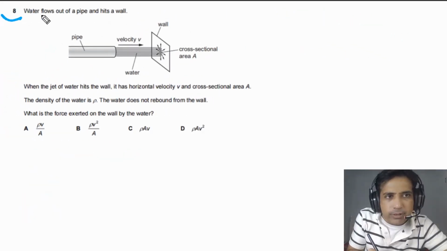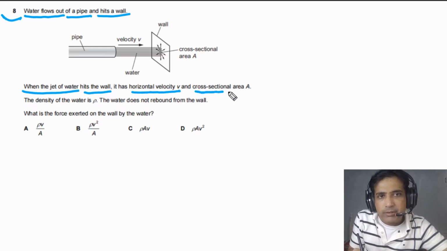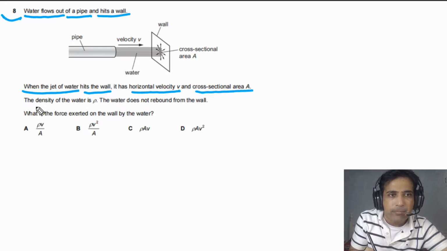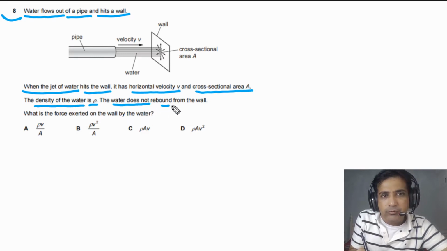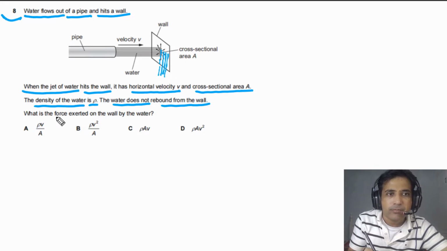For question number 8, it is given to us water flows out of a pipe and hits a wall. When the jet of water hits the wall, it has horizontal velocity v and cross-sectional area capital A. The density of water is rho. The water does not rebound from the wall. It simply means that water just falls down vertically downwards like this. So this is how water will fall down vertically downwards. We need to find out what is the force exerted on the wall by the water.